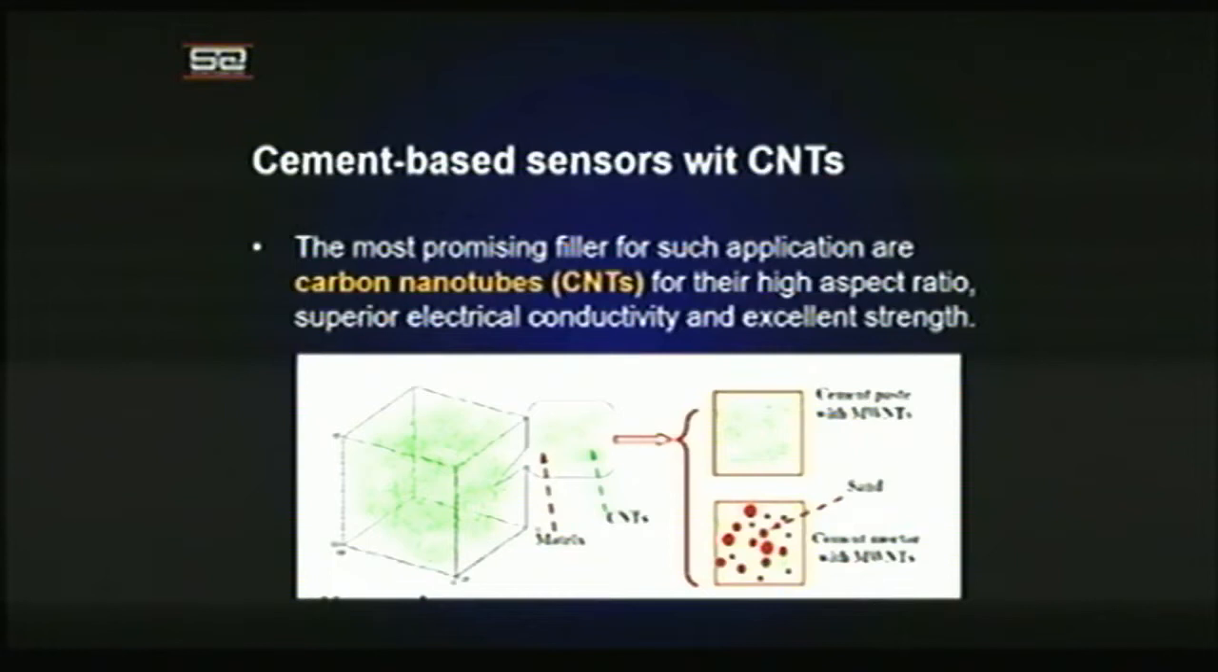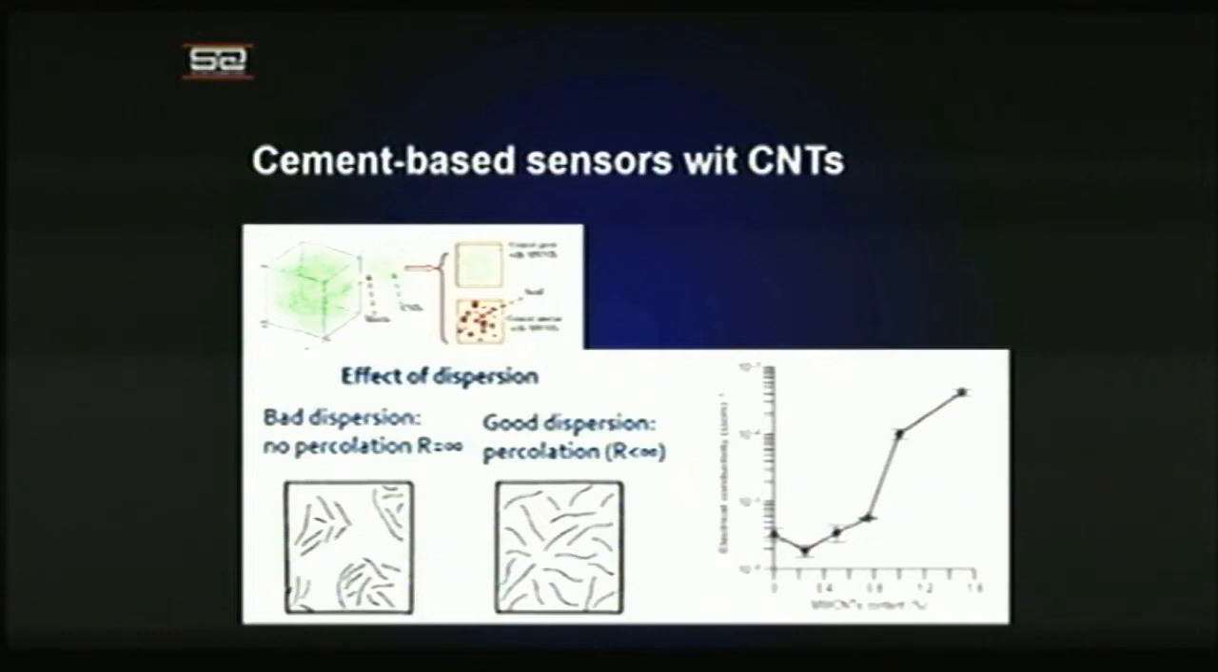As I said, carbon nanotubes are being extensively used because of their high aspect ratio and superior electric conductivity. It is about 1,000 times that of copper. Both electric conductivity as well as thermal conductivity are higher, and it has excellent tensile strength. But the issue, when you're using such types, similar to carbon fibers which we were using earlier, is dispersion. Dispersion is a very important criterion so that we can utilize this type of materials.